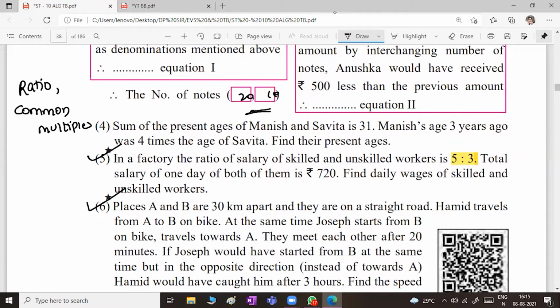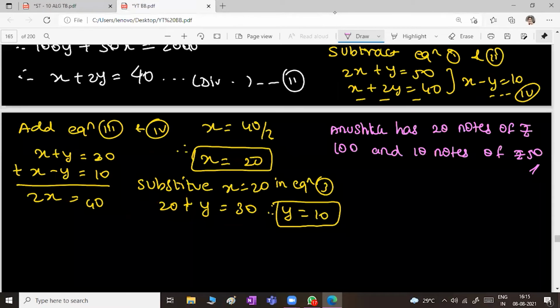The ratio of skilled and unskilled workers is 5:3. The total salary of one day of both of them is rupees 720. Find the daily wages of skilled and unskilled workers. For that, first of all we are going to assume two variables, that is going to be x and that is going to be y.